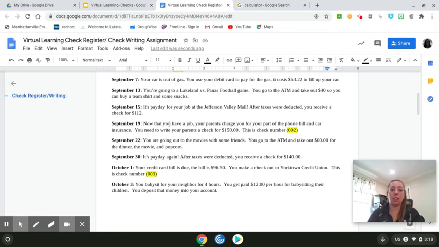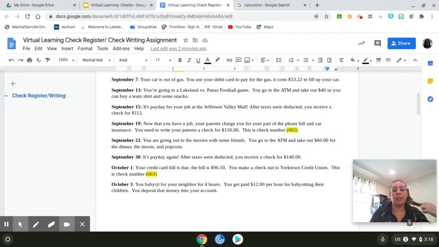For September 19th, you have a job, all right? And now that you have a job, your parents are going to start charging you for your part of the phone bill and your car insurance. So you write your parents a check for $150. You do not write the check paid to the order of parents. You need to write the check out to a person's name, okay? So I would write to pay to the order of Angela Nastasi or Peter Nastasi, because those are my parents' names. If your parent has a different last name than you, that's totally fine. Just write their name in that pay to the order of line. You cannot write the word parents. It will not go through.